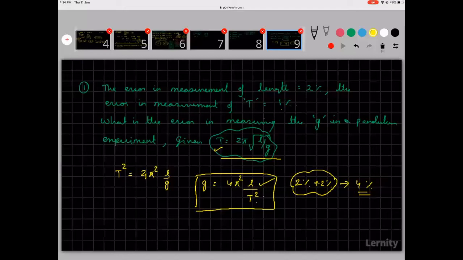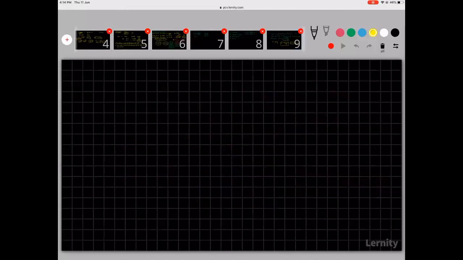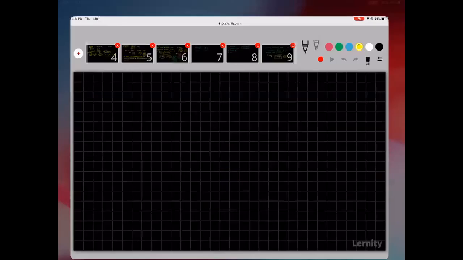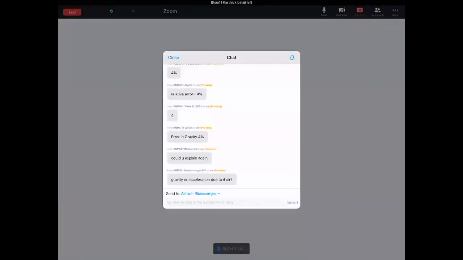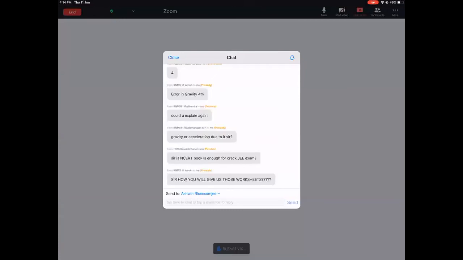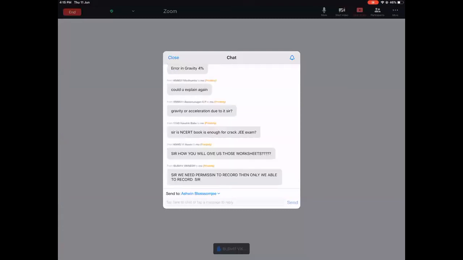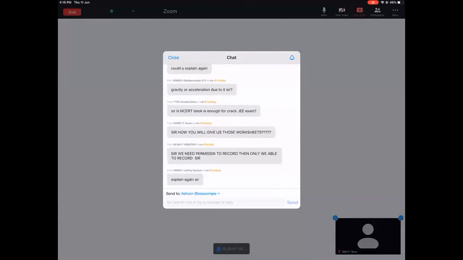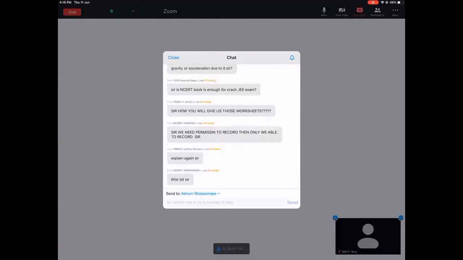Okay. So if you understand this, let me check if you really understand this. I'll explain again. I will give you those worksheets. I will send them as an email to you. I have most of your email IDs. I am not able to give permission right now. After the class is over, I'll give you permission.